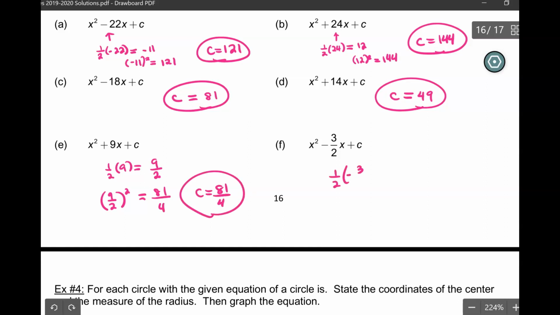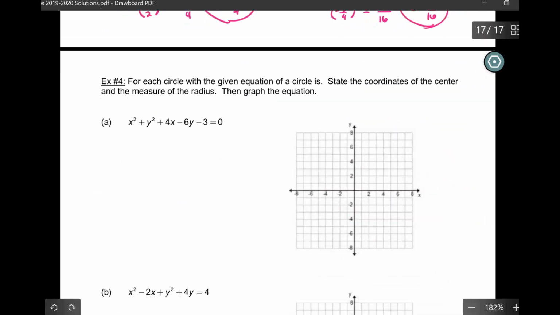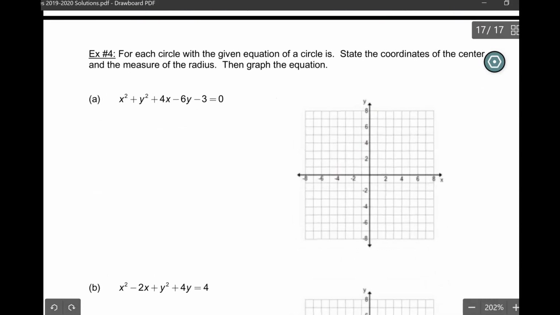Here, half of -3 halves is -3 fourths. And then I want to square -3 fourths. So I square the numerator and denominator, and it has to be positive. Notice all of these c values are going to be positive because no matter what, when you square, it's going to become a positive value. Okay, so why do we have all of that? Because we want to complete the square in order to write these equations in standard form.